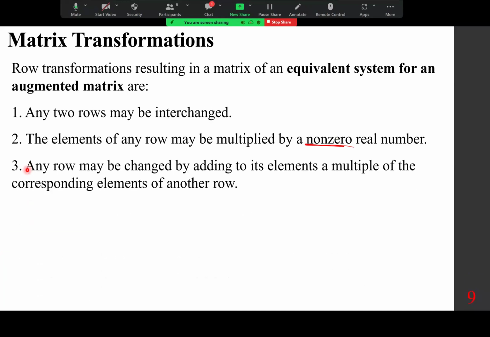Number 3, any row may be changed by adding to its elements a multiple of corresponding elements of another row. In other words, if you add one equation to the other one, both sides, it's fine. It's an acceptable operation. You may do so by adding a multiple of the equation to another one. It's in essence the same thing.